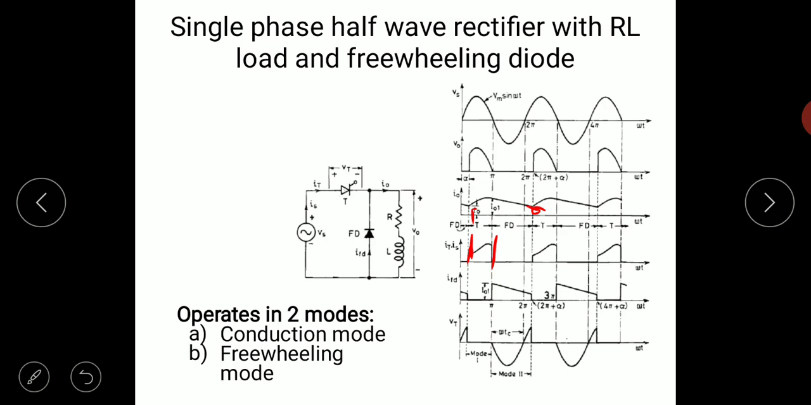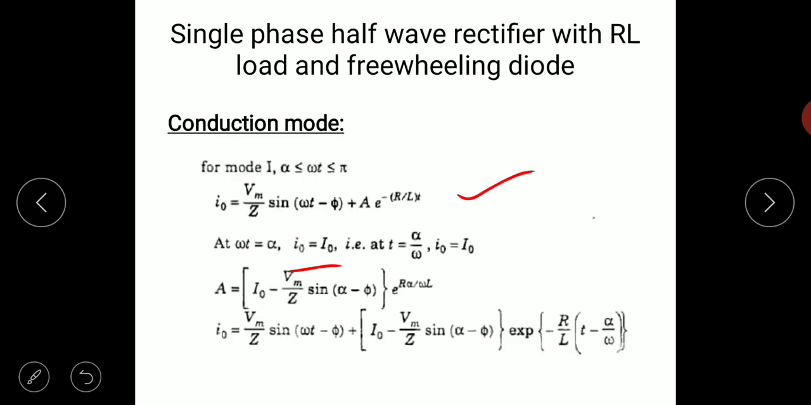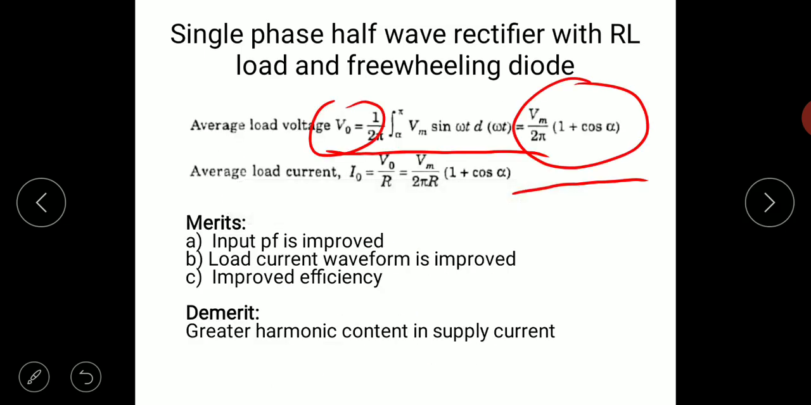There is no change in current, and since there is no change in current, there will be no potential difference across the inductor. The voltage drop is only appearing across the resistance. The instantaneous voltage will occur, but the average voltage will not occur across the inductor side. The average voltage will occur only across the resistance side. So if we divide the average voltage by R, you will get the average load current, that is I naught is equal to Vm by 2 pi R into 1 plus cos alpha.